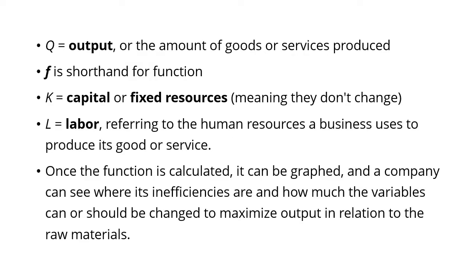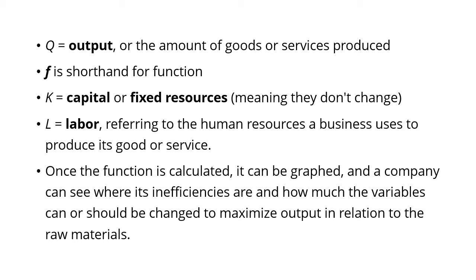Now, Q stands for output, or the amount of goods or services produced. F is shortened for function. K equals capital or fixed resources, meaning they don't change. L equals labor, referring to the human resources a business uses to produce its good or service.